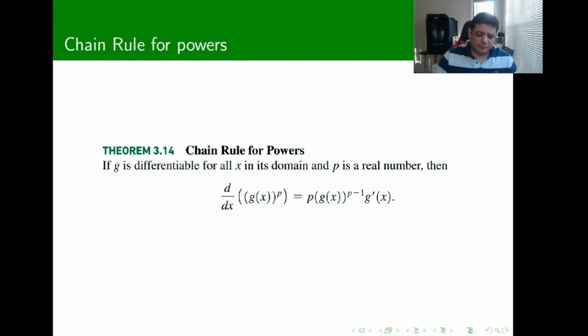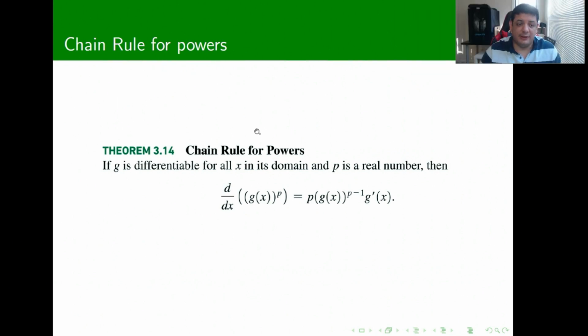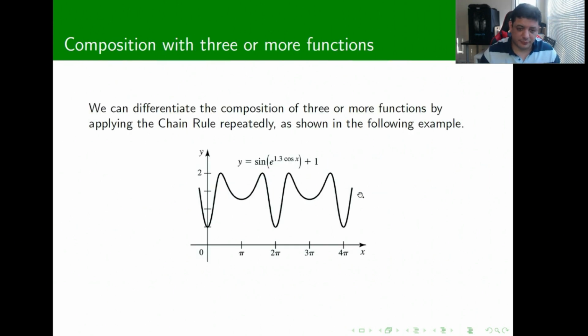Now, the chain rule can be used to generalize the idea of using powers. As in the examples before, we can take any particular function g to a power p, and the derivative of that is just putting down the p as in a power, subtracting 1 as in the derivative of a power, and then multiplying by the derivative of the function inside, which is g prime of x.